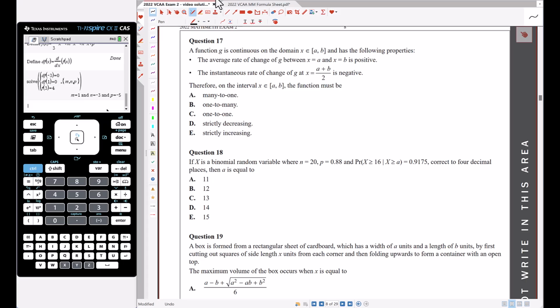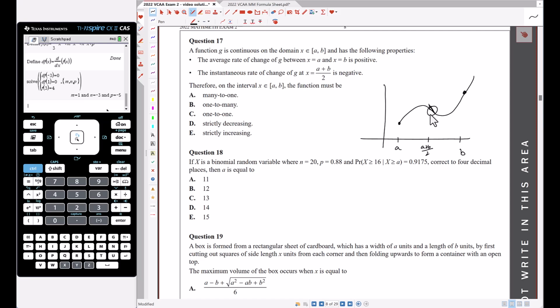Okay, so what we have happening here, as I just said, is a to b. If the average rate of change is positive, then the y value here must be lower down than the y value here. That must be happening. But then we also know that at (a plus b) on 2, which is halfway, the gradient is negative. The instantaneous rate of change is negative, so the graph must be going down at this point. So we have to have something that maybe does something like this, so that the average rate of change is positive, but at this moment the rate of change is negative.